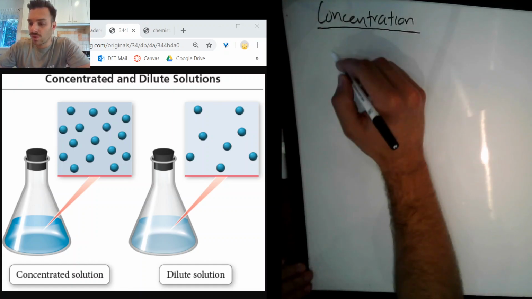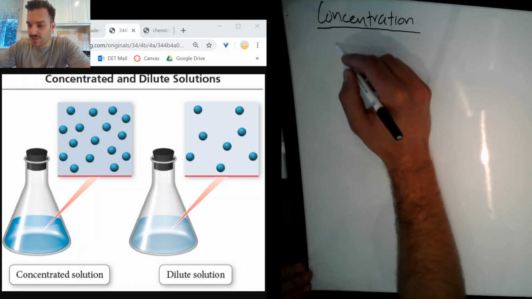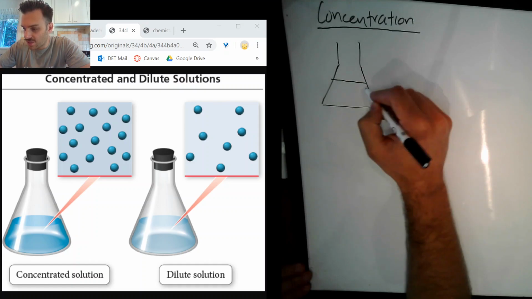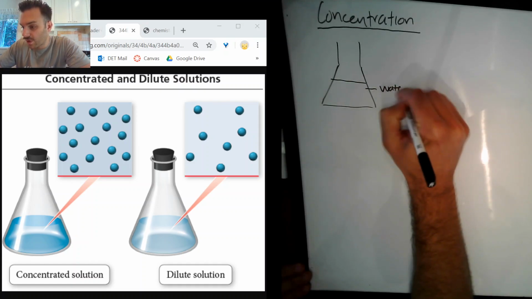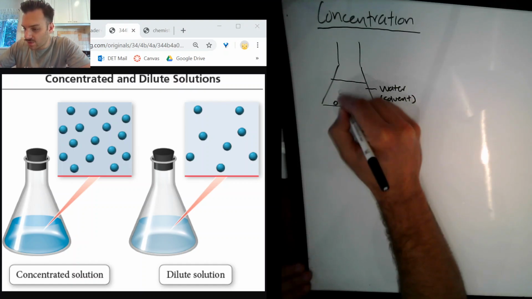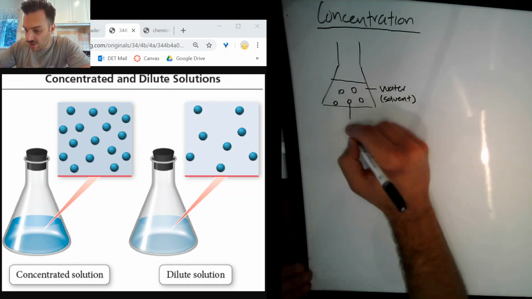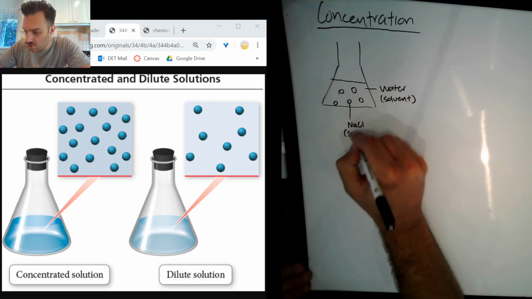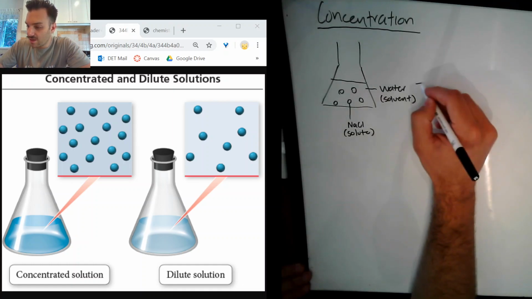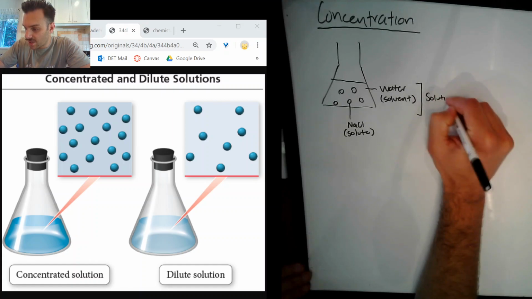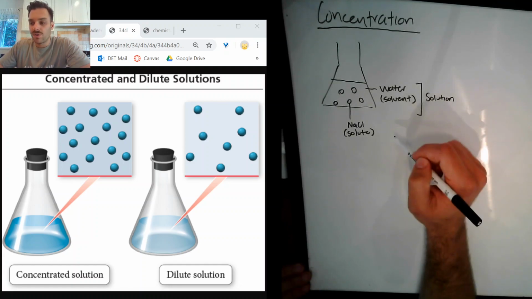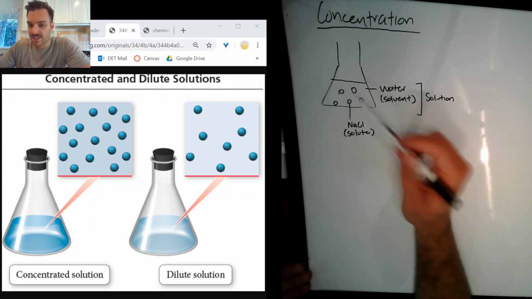If you can, look at the little pictures on the left and consider this for a second. If we've got a flask, the thing that's doing the dissolving, something like water, is what we call the solvent. You might have some small particles dissolved in that water, something like salt. We call this the solute, and then the entire thing we call the solution. So the solvent does the dissolving, the solute is the thing being dissolved, and the resultant product we call the solution.